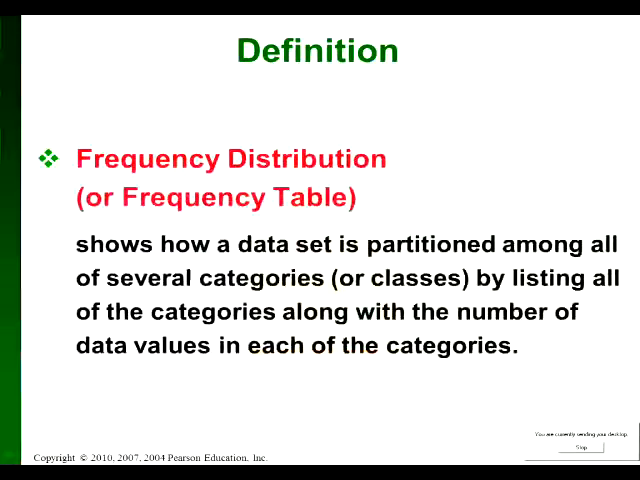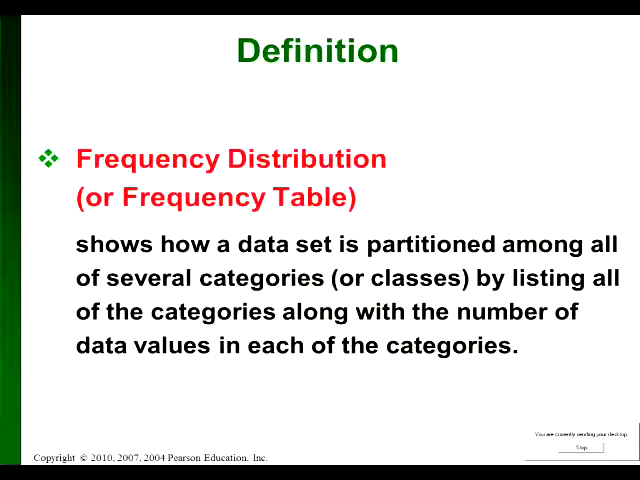The first definition is a frequency distribution or frequency table. A frequency table shows how data is partitioned among all of several categories or classes by listing all of the categories along with the number of data values in each category. I make a frequency distribution every time I give a test and I grade those tests. I list how many A's, how many B's, how many C's, how many D's, how many F's.